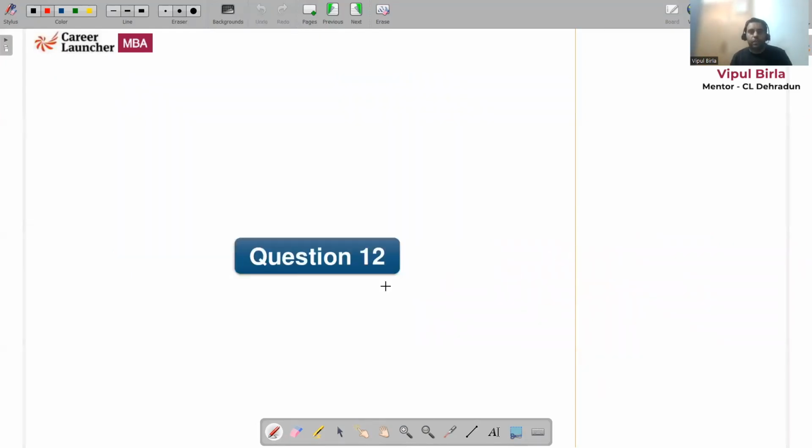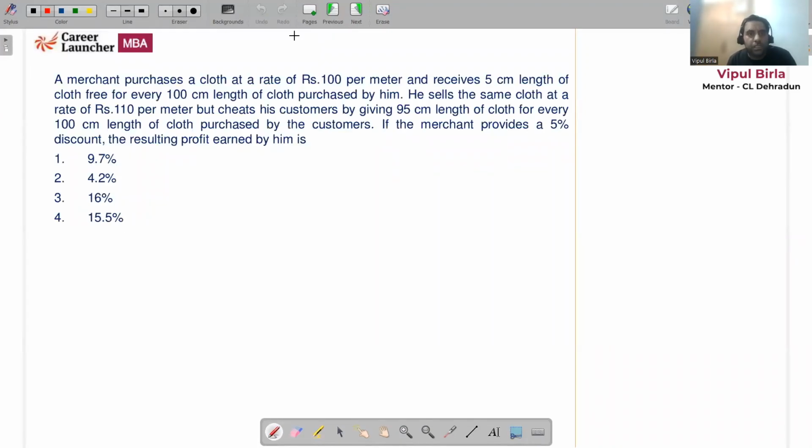That's my answer. Let's look at question number 12. A merchant purchases a cloth at a rate of rupees 100 per meter and receives 5 centimeter length of the cloth free for every 100 centimeter length of the cloth purchased by him. He sells the same cloth at a rate of 110 per meter, but cheats his customer by giving 95 centimeter of cloth for every 100 centimeter length purchased by the customer. If the merchant provides a 5% discount, the resulting profit earned by him, in terms of percentage, we are supposed to calculate.